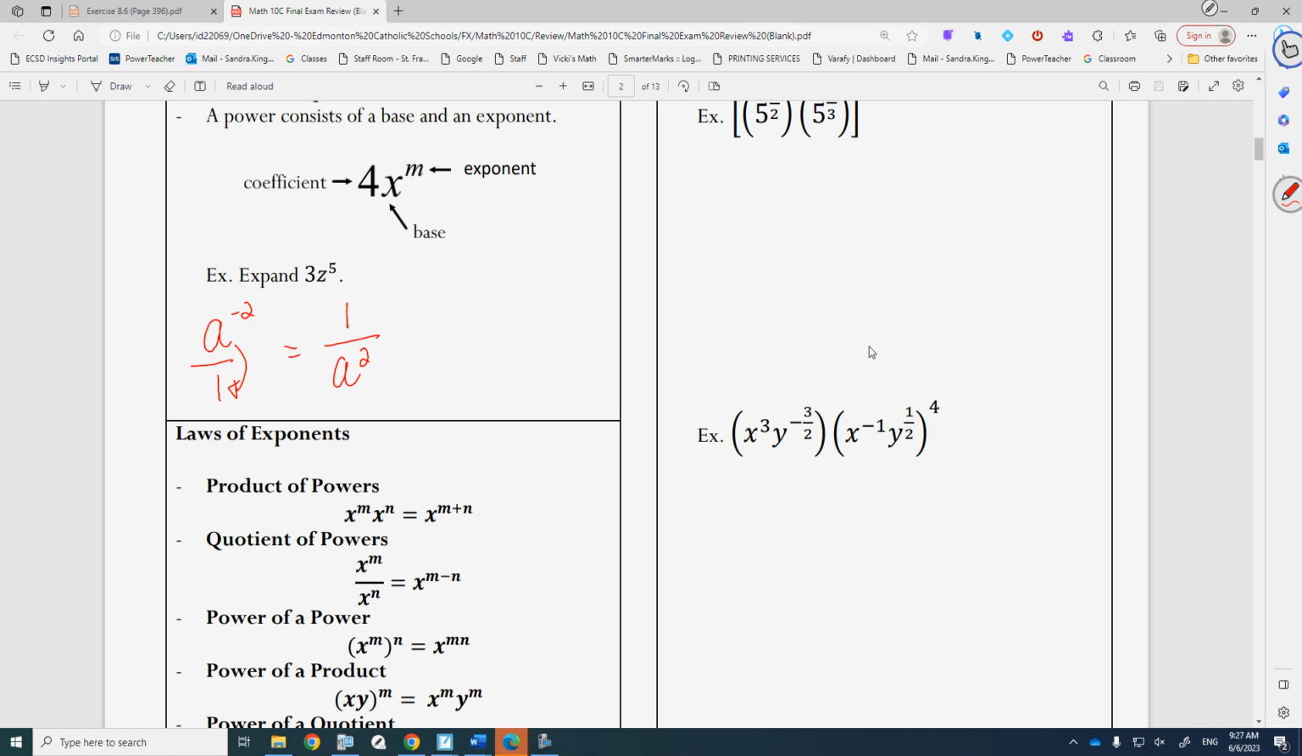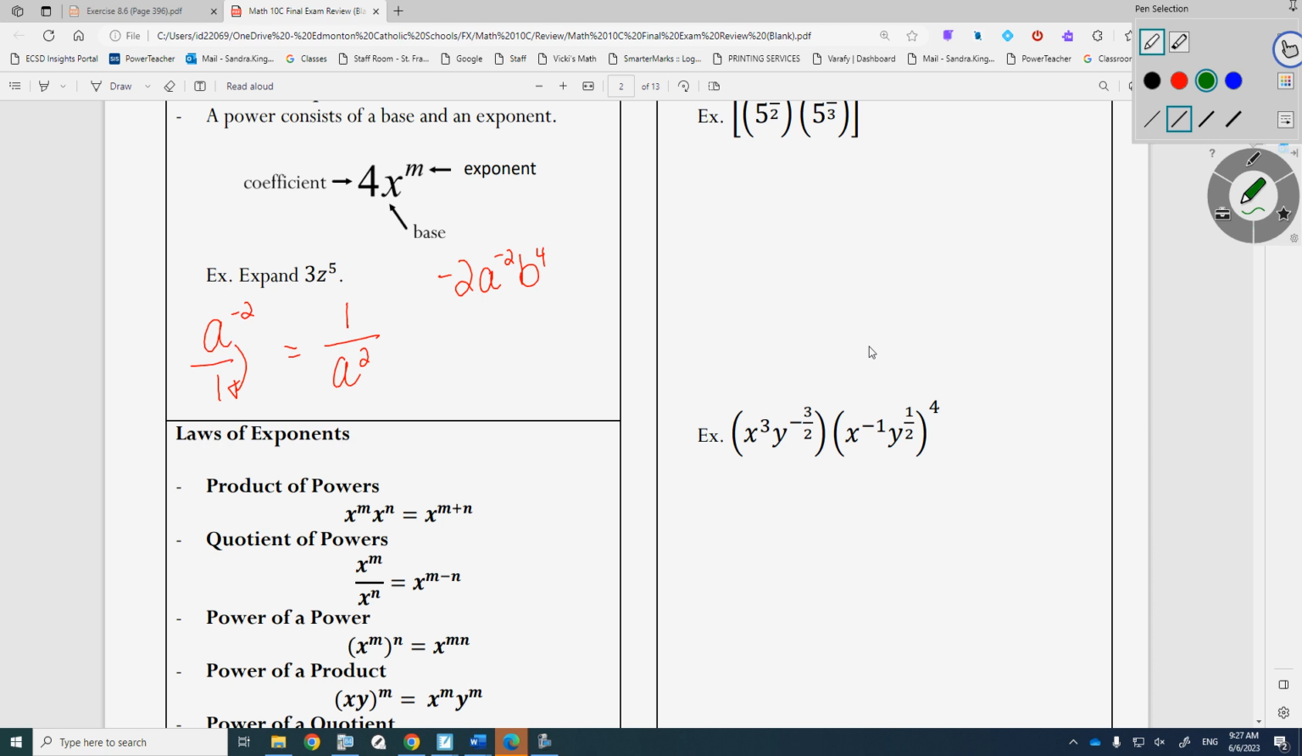If I have negative 2, a to the negative 2, b to the 4, it is only the negative exponents that would move. The a has a power of negative 2, so it is the a that would move below the fraction. The negative 2 stays where it is. The b to the 4 stays where it is. You bring the a down and it will become positive 2. Okay.